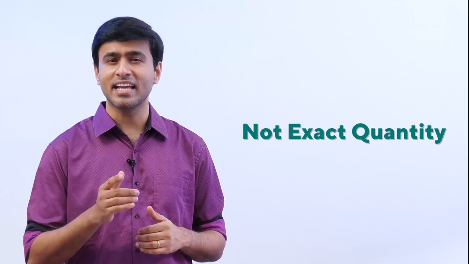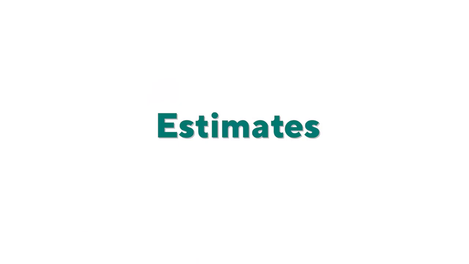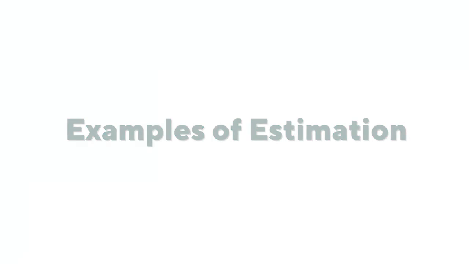If you observe these two statements, the numbers that I mentioned are not the exact quantity. 21,000 is a little more or a little less than the exact. 2 lakh also is a little more or little less than the exact count. So the quantities are not exact counts but estimates. Estimates give you an idea of the quantity.